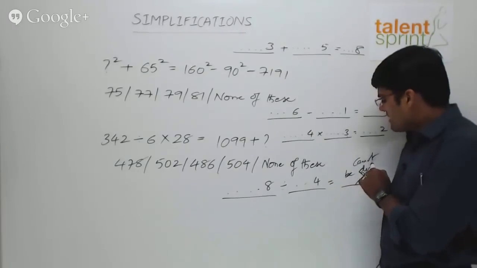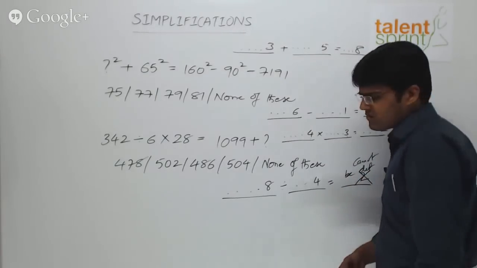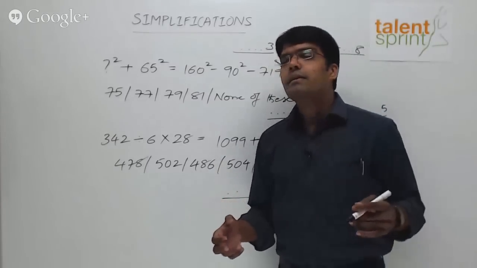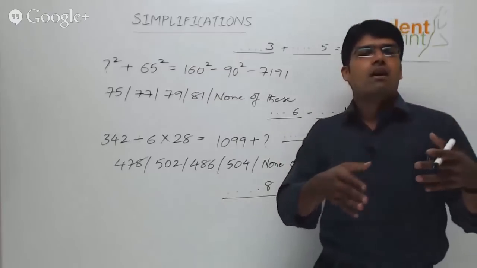You cannot determine what is going to be the unit space in case of divisions. Why does this happen now? Why can't we apply this for division? Because understand, division is not a digit by digit operation.